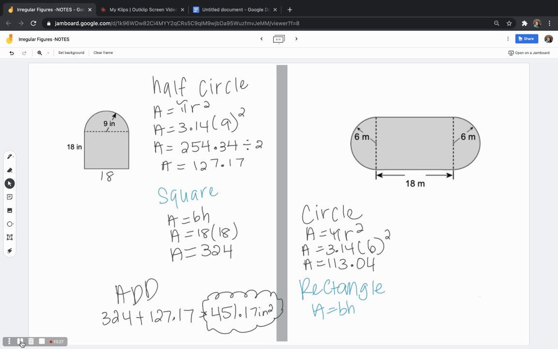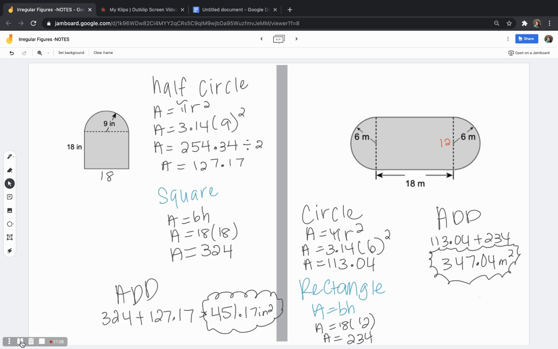For the rectangle, I have a base of 18. However, for the height of the rectangle, we said that 6 was the radius of the circle. So that's going halfway across this line here. So if 6 is our radius, that means that 12 is going to be our diameter, which would be the height of the rectangle. So the rectangle is 18 by 12. So the rectangle would have an area of 234. And then I'm going to add the circle and the rectangle together. And that's going to give me a total area of 347.04.